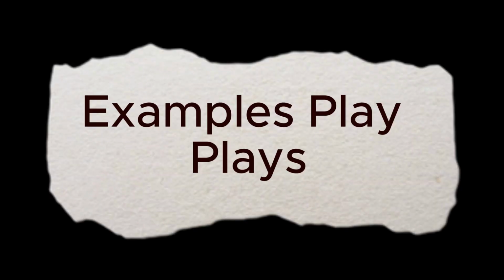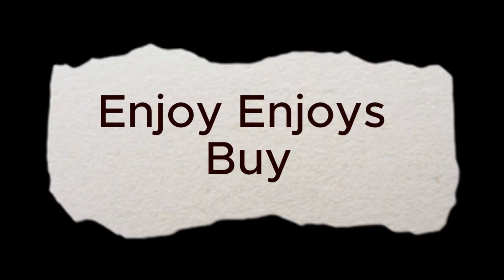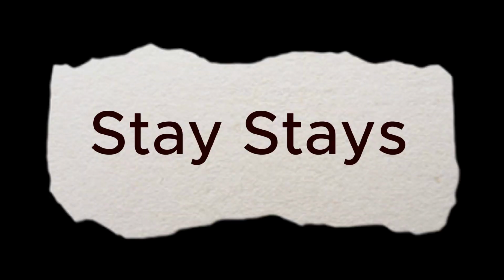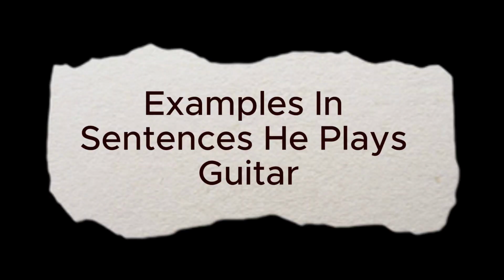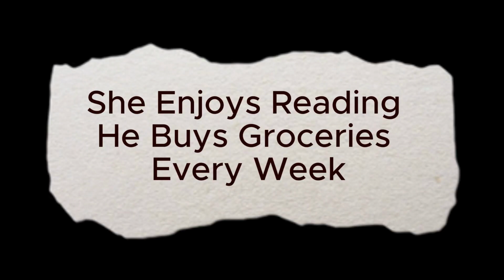What's a vowel? Letters A, E, I, O, U. Examples: play, plays; say, says; pay, pays; enjoy, enjoys; buy, buys; stay, stays. Examples in sentences: He plays guitar. She says hello. He pays the bills. She enjoys reading. He buys groceries every week.